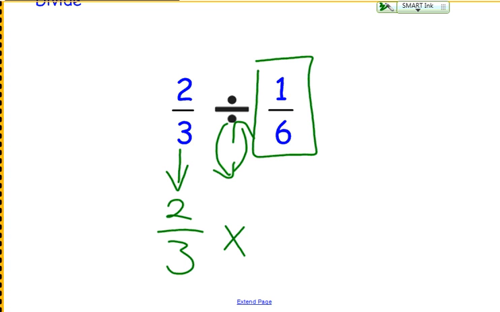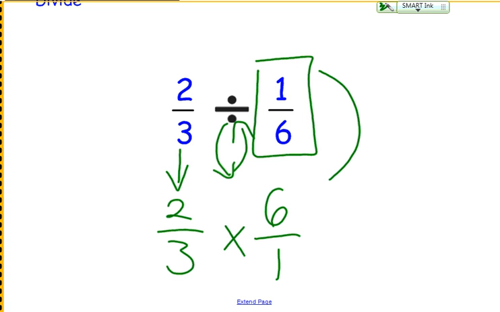So what's the reciprocal of 1/6? Really, that's how many 1/6s fit into 1, because the reciprocal times each other is going to equal 1. And really, we're just going to flip it. So the 1 is going to go to the bottom, and the 6 is going to go to the top, and we have our reciprocal now.